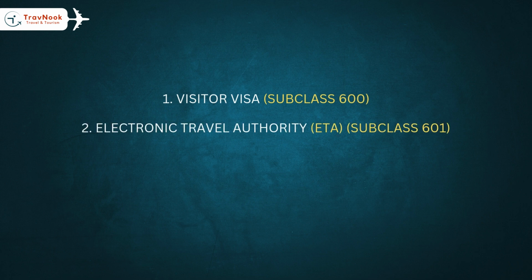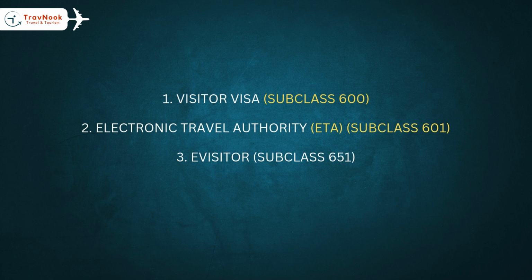2. Electronic Travel Authority (ETA), subclass 601. The Australia Tourist Visa (ETA) is an electronic visa available to citizens of specific countries. It allows multiple short visits to Australia within a 12-month period, with each stay capped at 3 months.